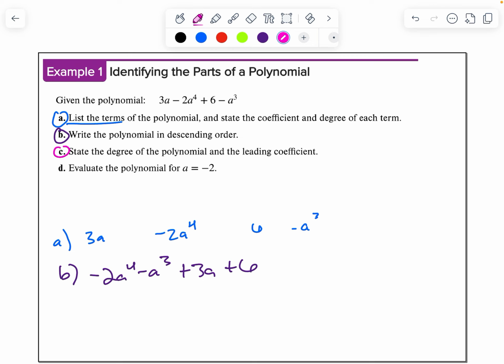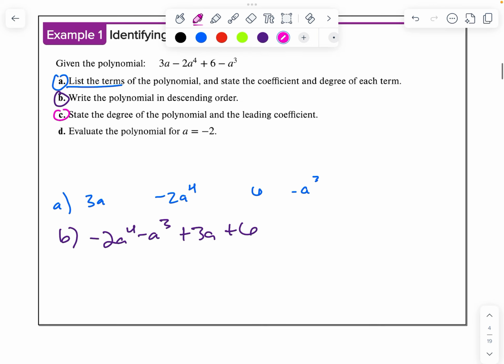State the degree of the polynomial. The degree of the polynomial is the highest exponent. So here the degree is 4. That's the highest exponent.